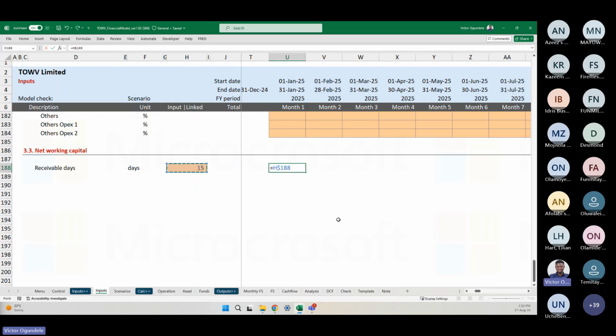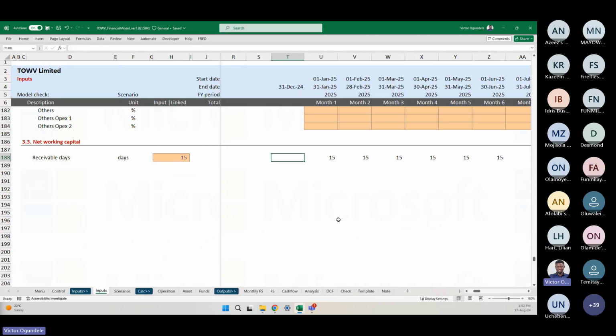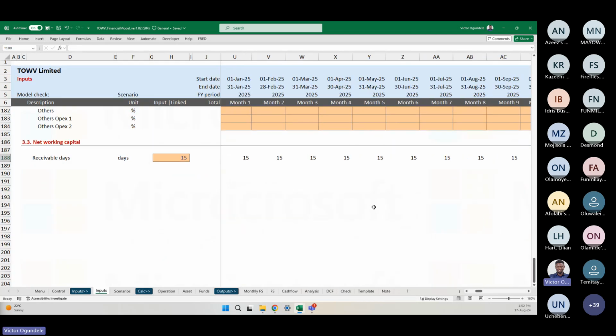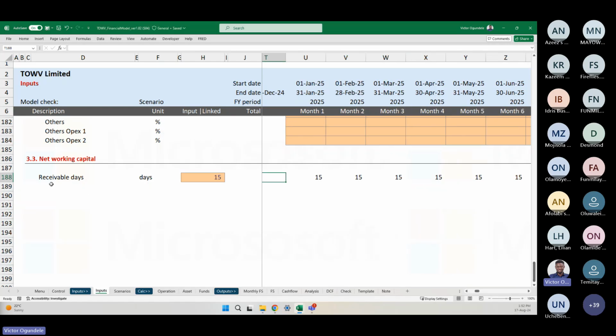So what I'm going to do is keep this constant across the months. Now, as I said, working capital, we give lots of attention to this when we are building the model, and there could be some uncertainty that might occur.